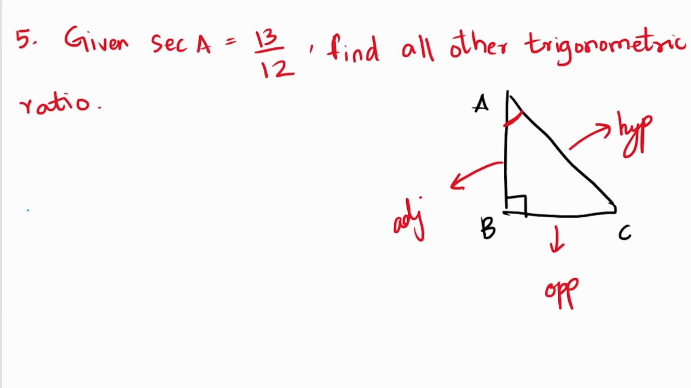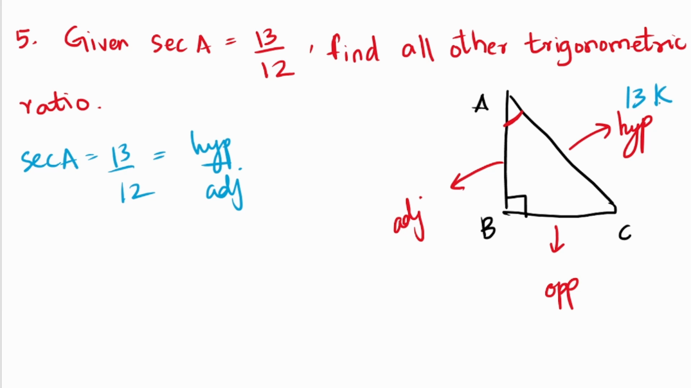And sec A, right? 13 by 12. Sec A is hypotenuse by adjacent side. So your hypotenuse is 13k. We are writing k as a constant, because 13 by 12 is a ratio. So the adjacent side is 12k, written here. Now we have to find the opposite side.